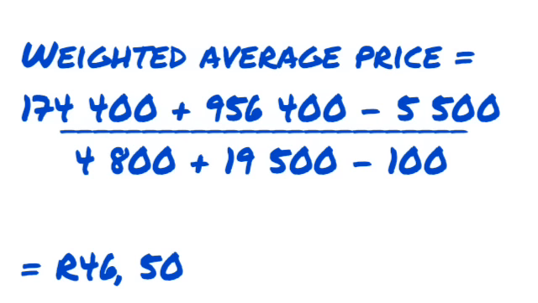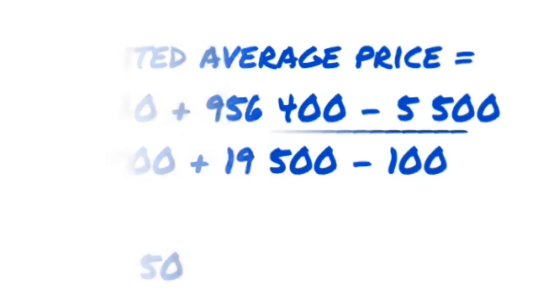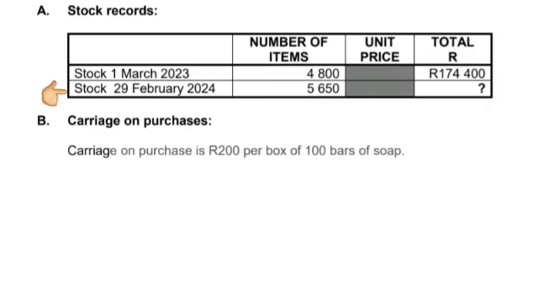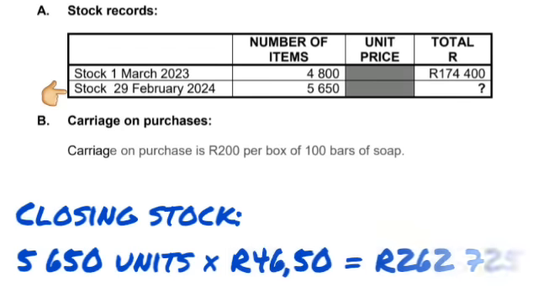Now that we have my weighted average price, I can go ahead and calculate my closing stock using this weighted average price. What I need for my closing stock now is just the number of units. When I look at information A, it says stock on 29 February 2024 is 5,650 units. So that 5,650 units, I'm going to multiply with my weighted average price of 46 rands and 50 cents, and it gives me 262,725 as my closing stock.